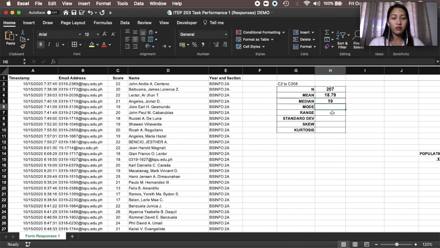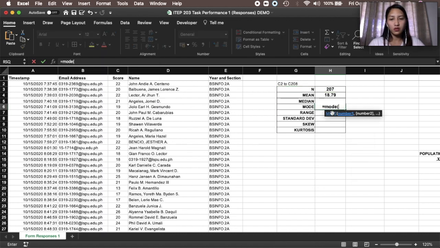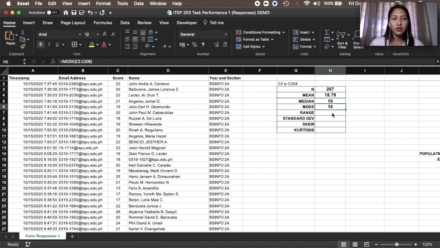Ayan. So, for the mode naman, simple lang. Ang kukunin mo lang is mode C2 hanggang C208. So, the mode is 18.